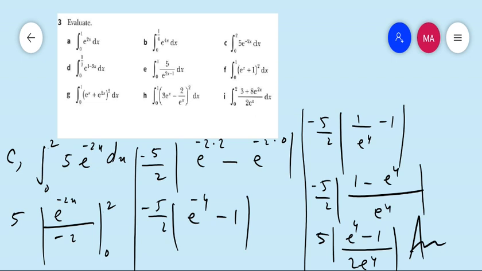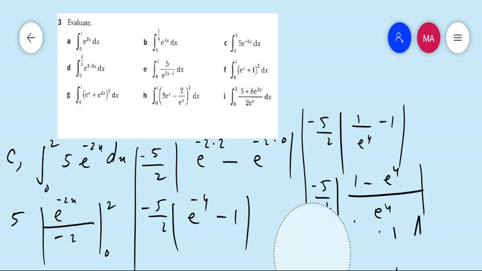So I am just making the answer which is showing in the book. So 5 into e power 4 minus 1 upon 2e power 4. Move to part D.